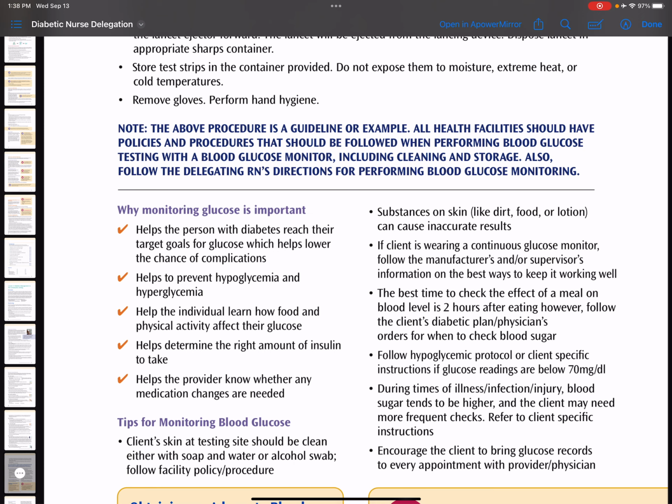So the general tip when we check blood glucose is that we need to check the skin.